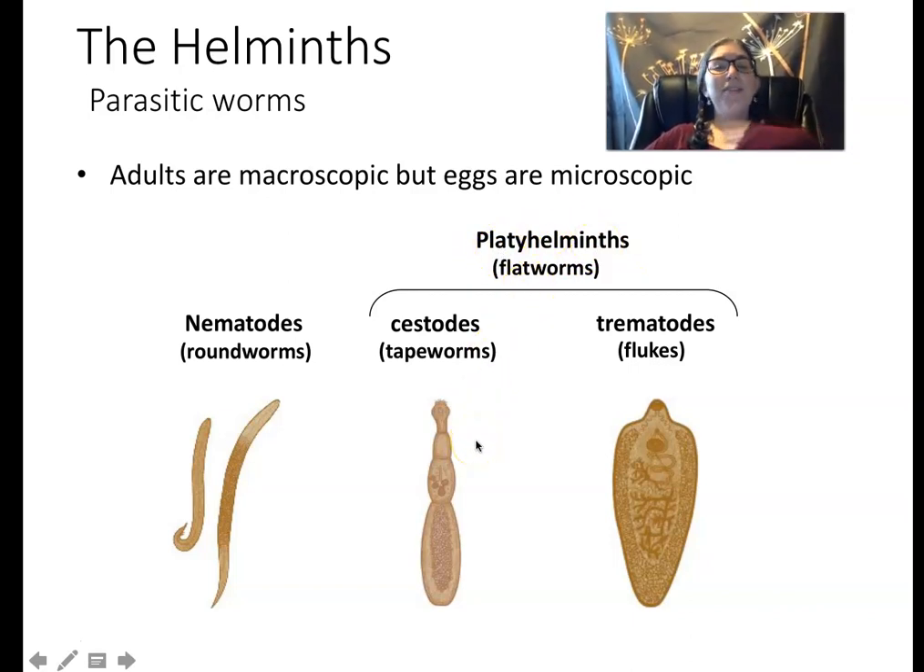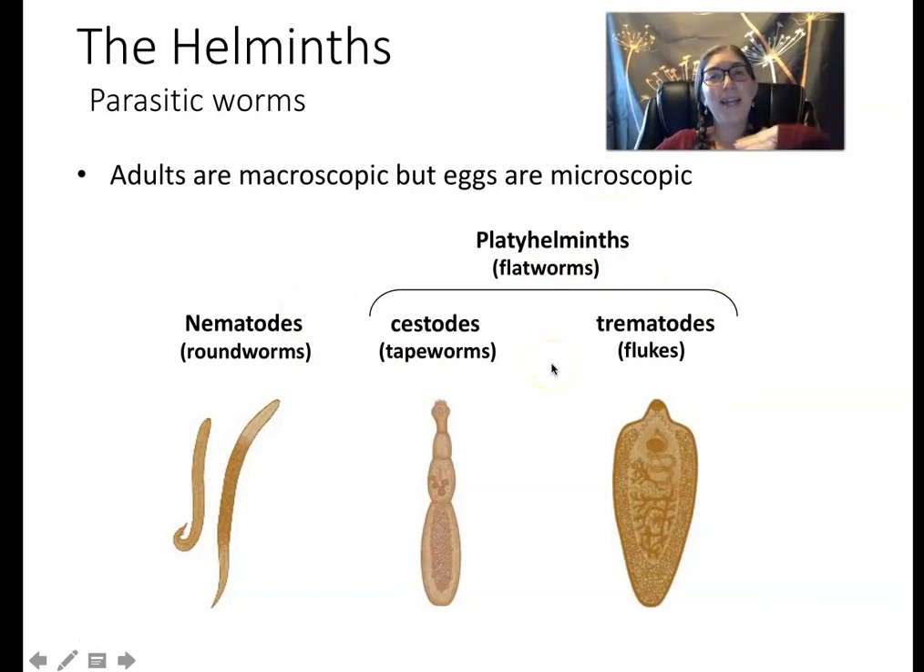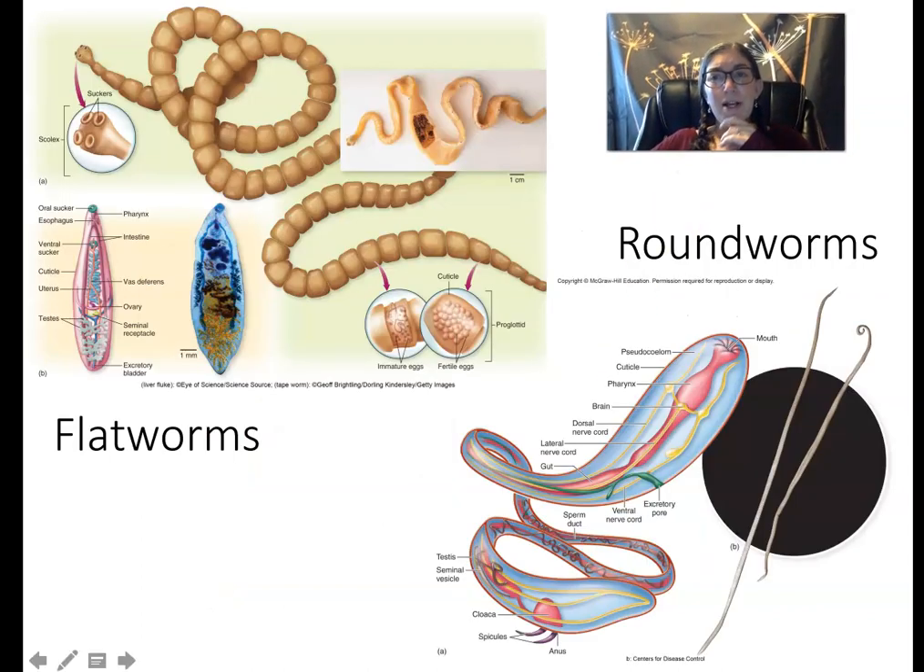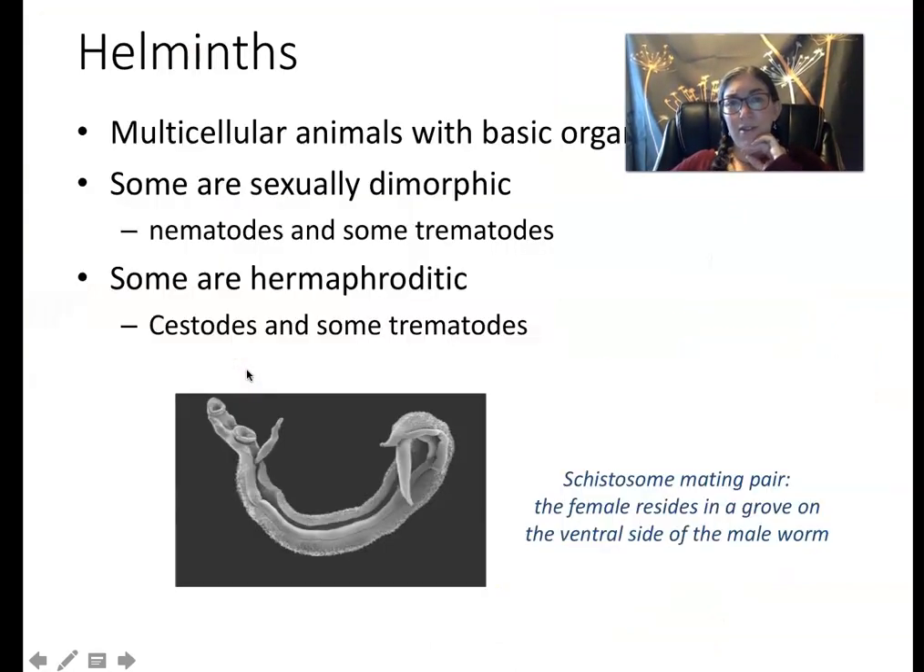So there's, I guess you could say, two types of worms, roundworms and flatworms, and there's two types of flatworms, tapeworms and flukes. I bolded these. You should know these different terms. You should be able to match platyhelminth with flatworm and cestode with tapeworm and stuff like that. This is just another picture showing you some roundworm structures and some flatworm structures.